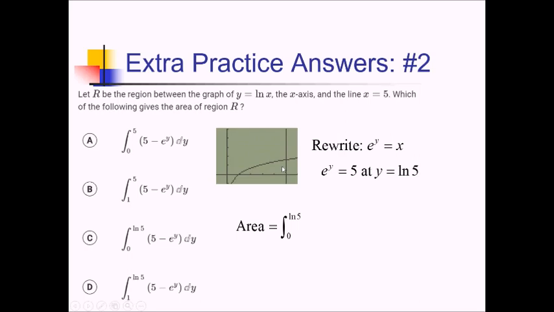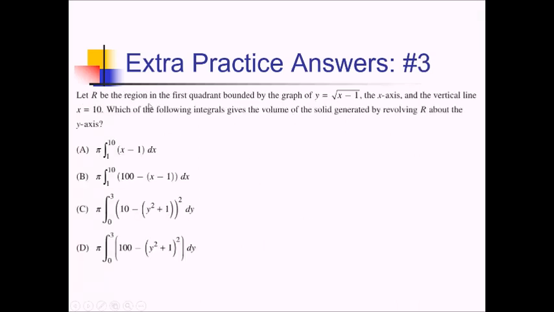Now inside here, I'm not doing with respect to x anymore, so it's no longer top minus bottom. Since I'm doing this with respect to y, I have to do right minus left. So in this case, that's going to be the function 5 minus this function of e to the y, and we have a dy in there as well. And that ends up being, let's see here, answer choice, is that going to be C? Yep, choice C.